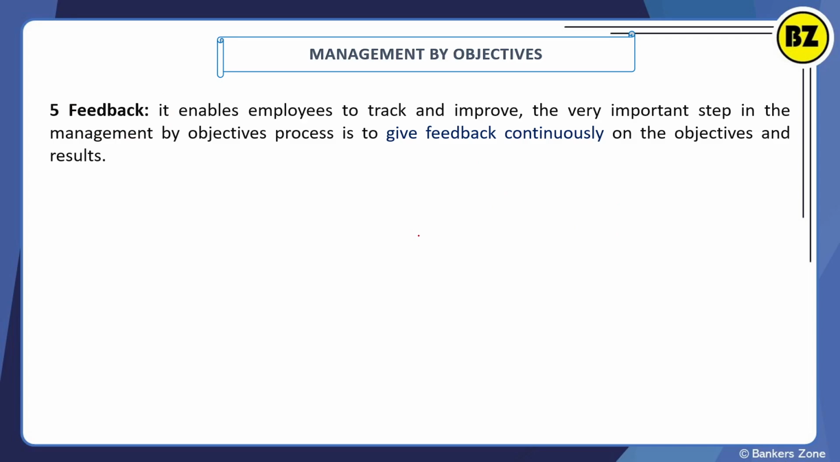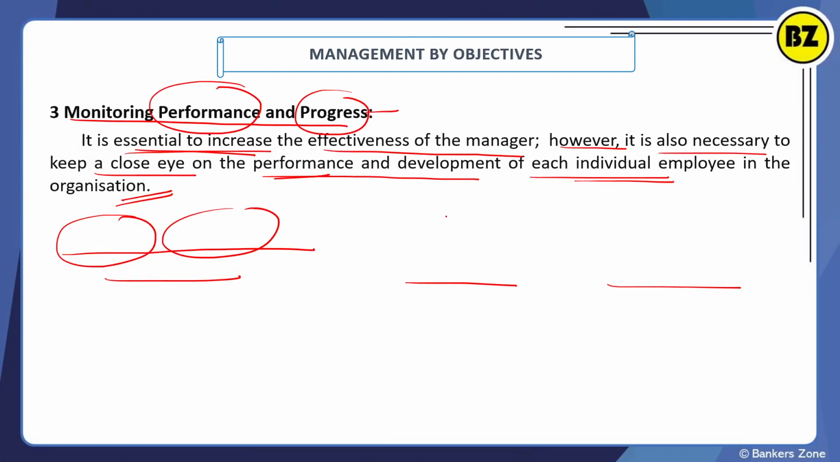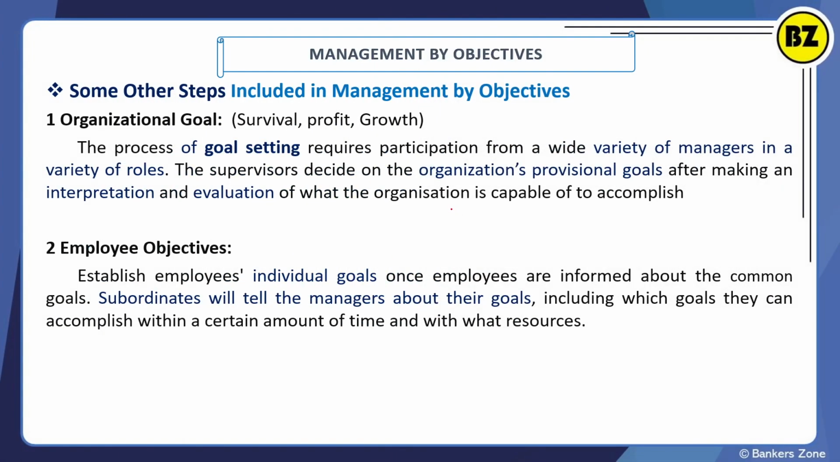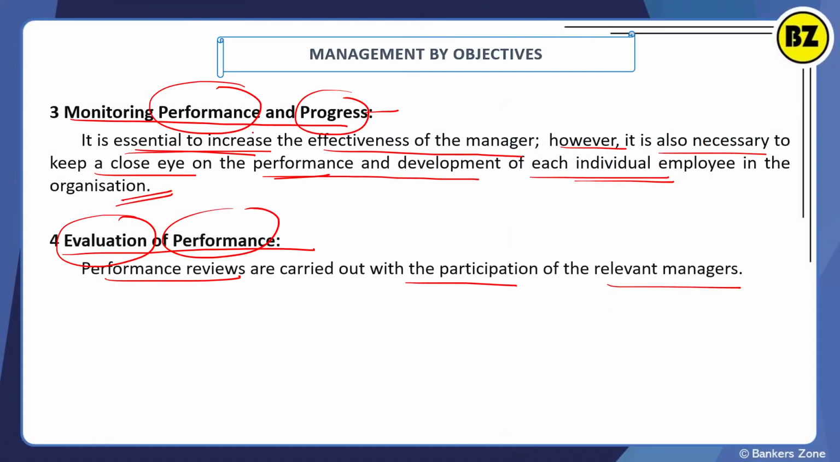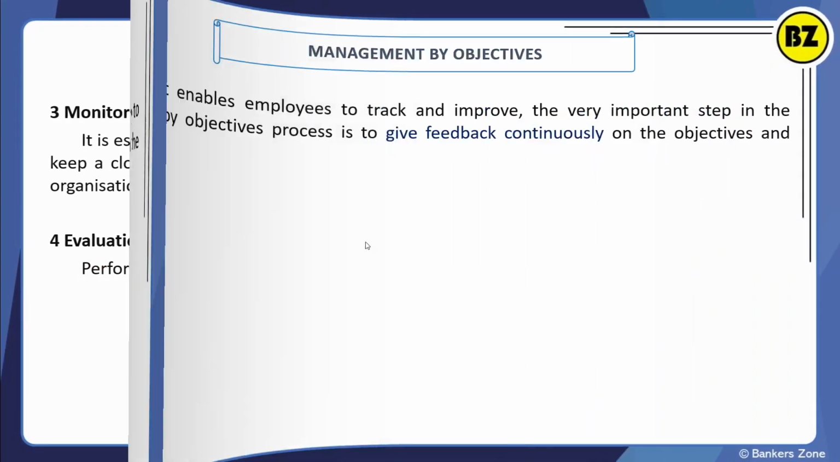Okay, very simple. Let me recall the different steps we have discussed in the MBO technique. First, there should be organization goal. Second is employee objective, meaning individual employee goals. Then monitoring the performance and progress, then evaluation of the performance, and simply the feedback.